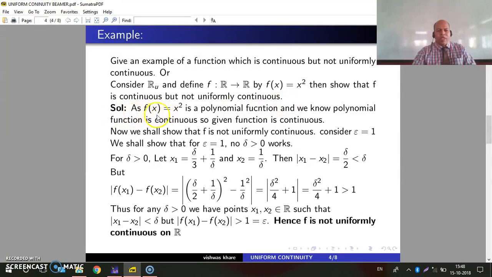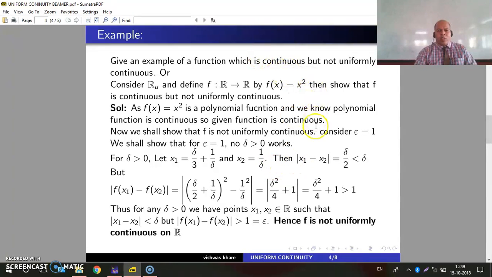Solution. As f(x) equals x squared is a polynomial function and we know a polynomial function is continuous, the given function is continuous. Now we shall show that f is not uniformly continuous. Consider epsilon equal to 1. We shall show that for epsilon equal to 1, no delta greater than 0 works. For delta greater than 0, let x1 equal delta by 2 plus 1 by delta and x2 equal 1 by delta.